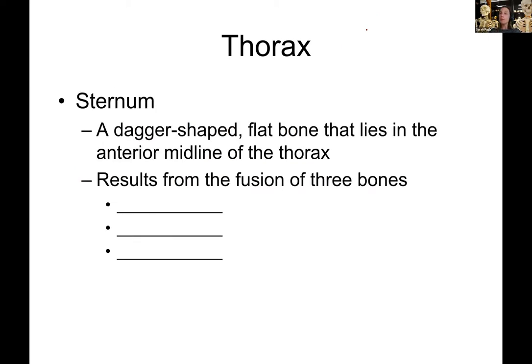Now the sternum is the bone in the front. It is sort of a dagger-shaped bone. There are 3 bones in your sternum. The first is called the manubrium. Just under that is the body. And last is the xiphoid process. So I'll show you a picture of these.